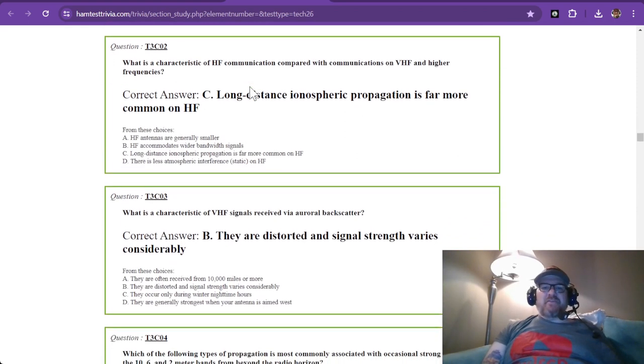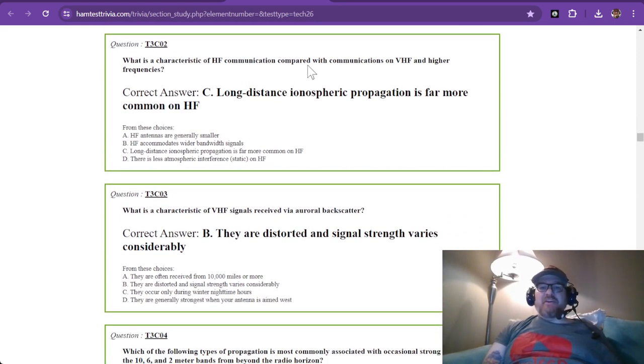What is a characteristic of HF communication compared with communication on VHF and higher frequencies? C. Long distance ionospheric propagation is far more common on HF. It's just more common.